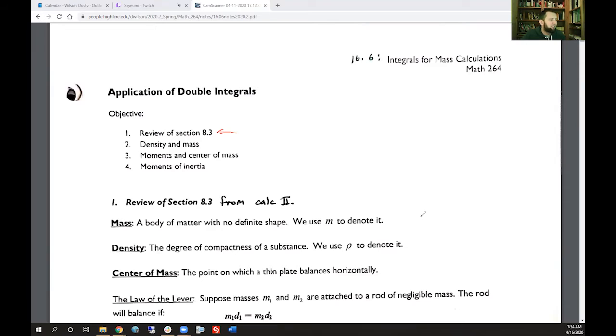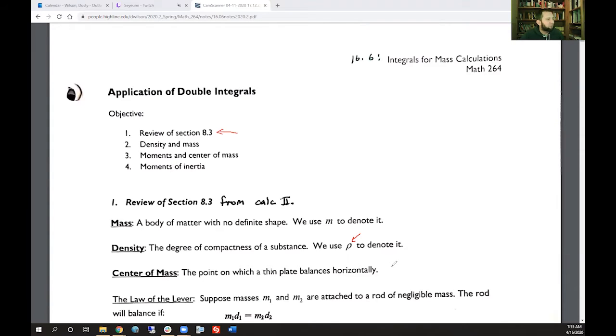So a mass is a body of matter with no definite shape, and we usually use the lowercase letter m to denote mass. Density is the degree of compactness of a substance, and we use the Greek letter rho to denote it. Notice that this rho refers to density. In the previous section, we used the same letter rho to refer to the distance a point is from the origin in spherical coordinates. Same letter, different interpretation, context is everything.